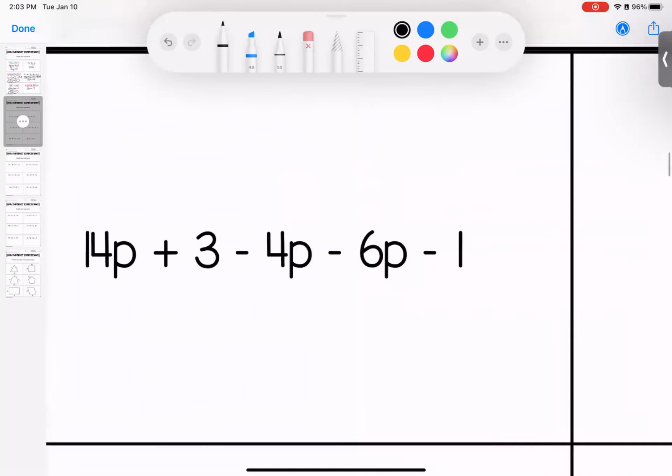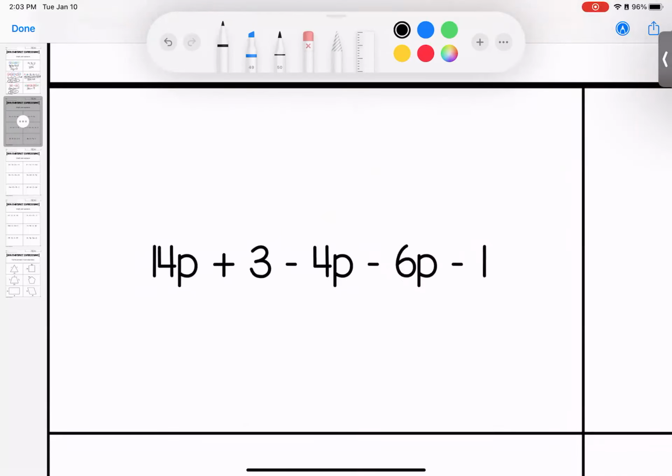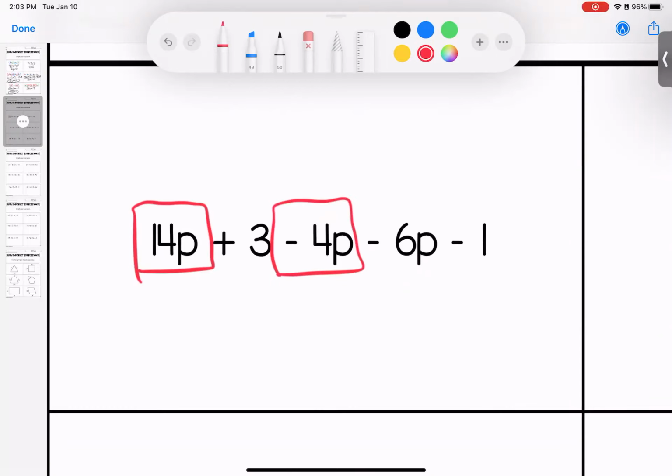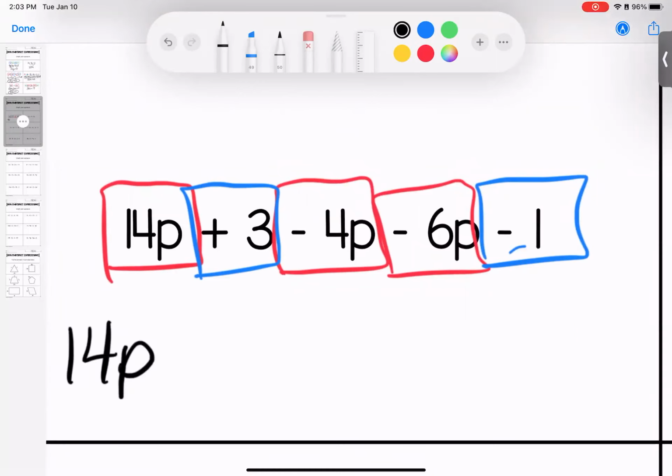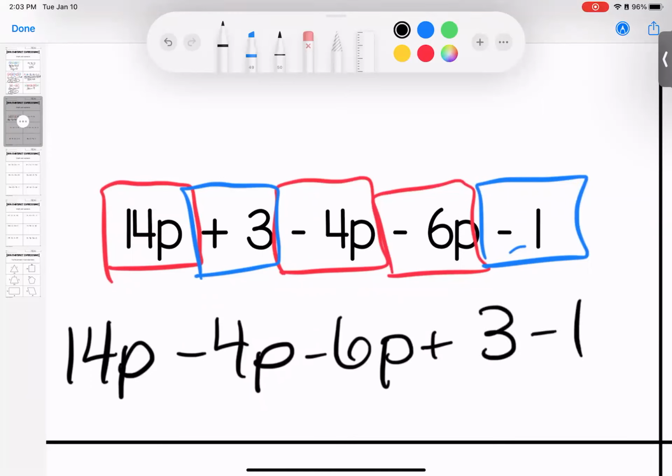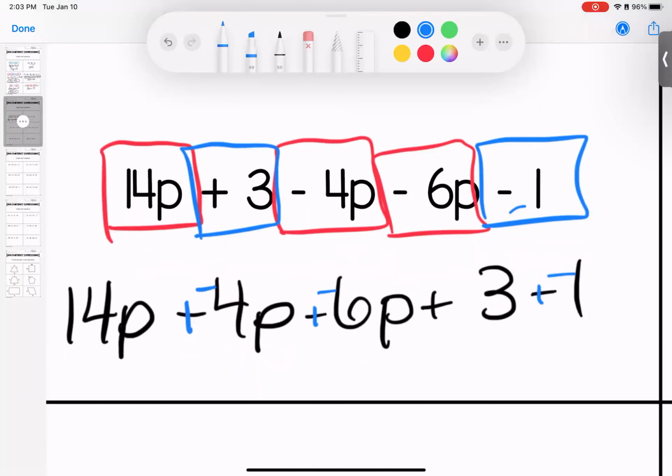All right, next page. We are still working without any parentheses, which means we start with like and like. Remember, when I see a subtraction, my brain says keep, change, change. So we're going to start with putting like and like together. So I have 14P minus 4P minus 6P plus 3 minus 1. I'm going to go ahead and do my keep, change, change before I do anything else. 14P minus 4P minus 6P is going to leave me with 4P. Positive 3 and negative 1 leave me with positive 2.